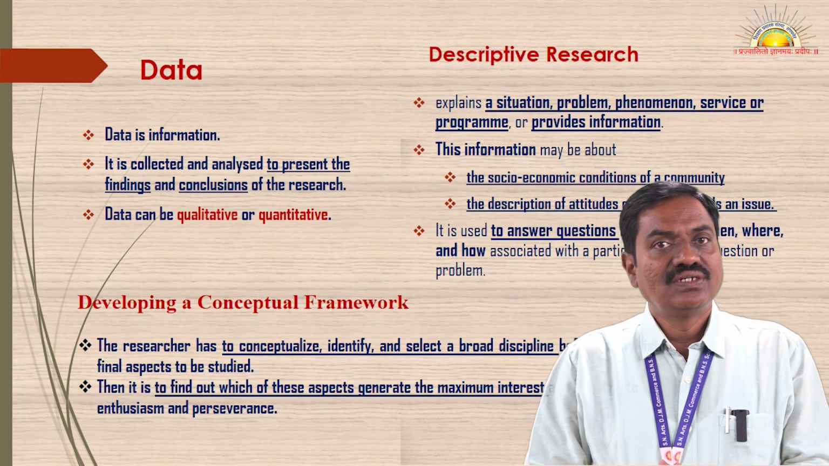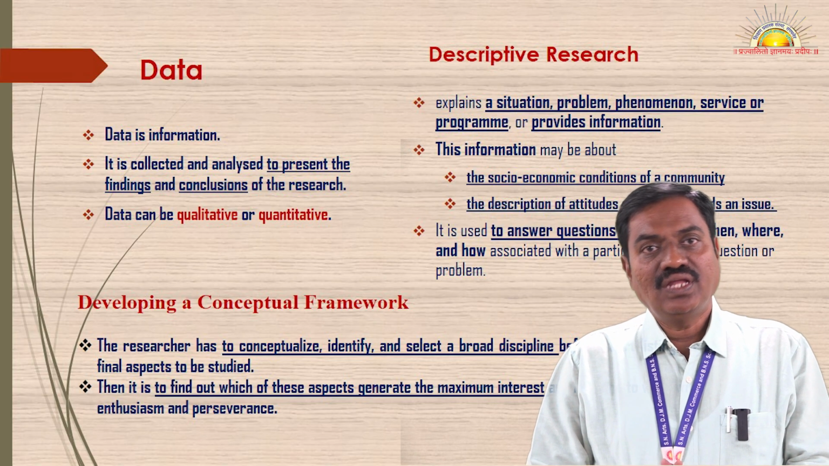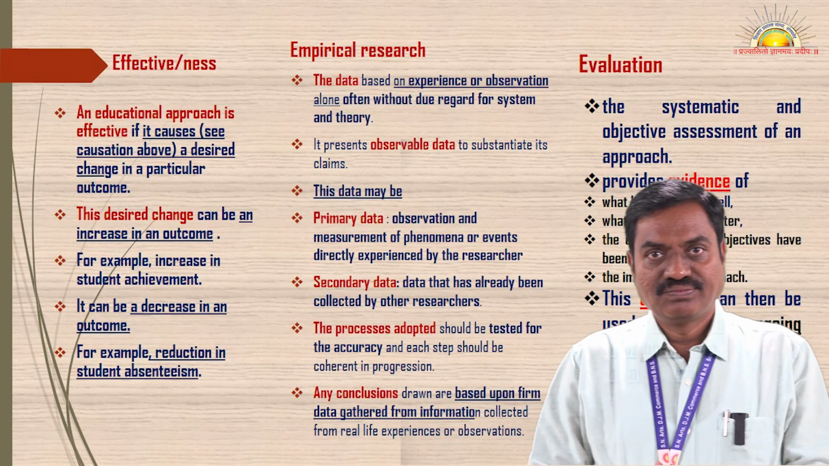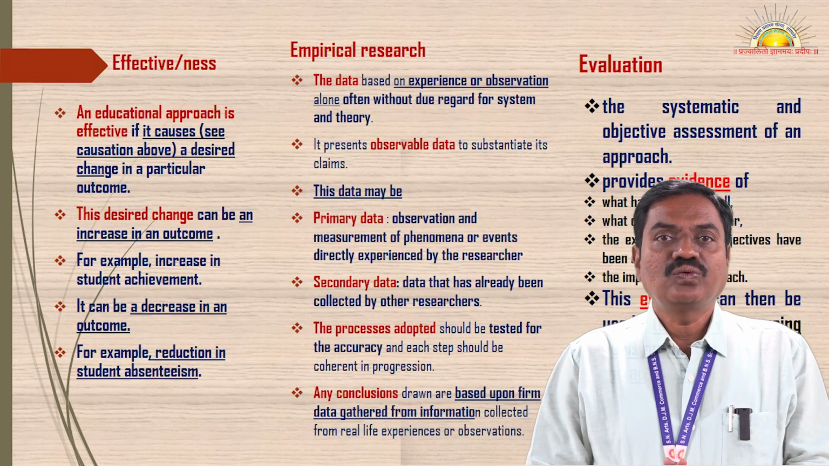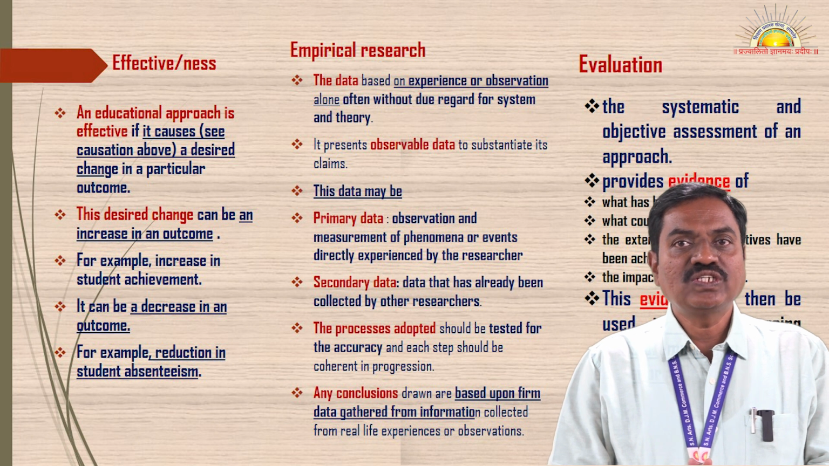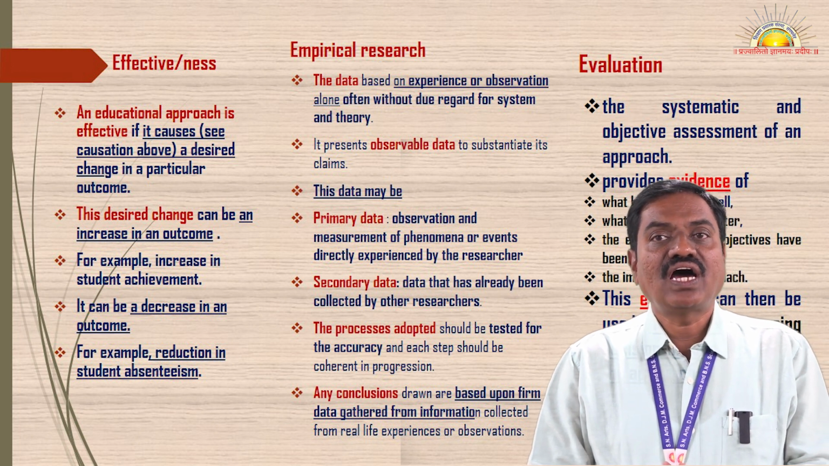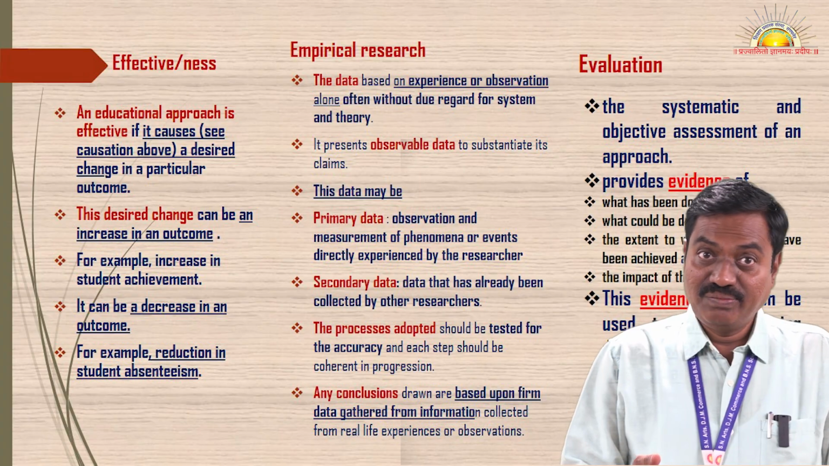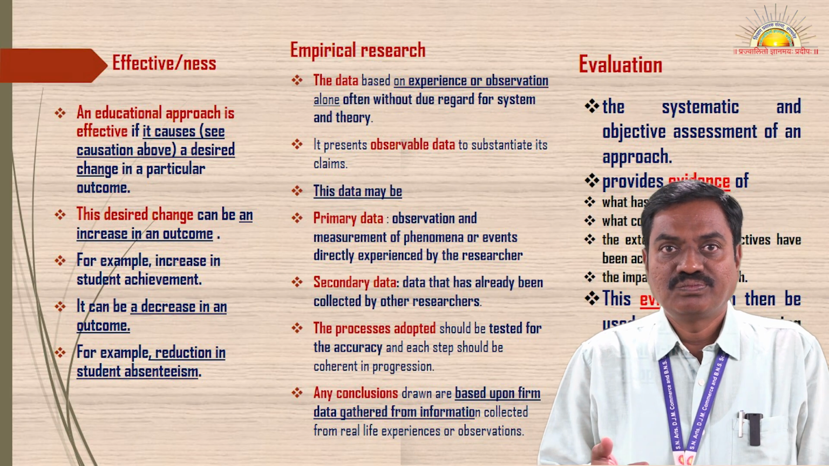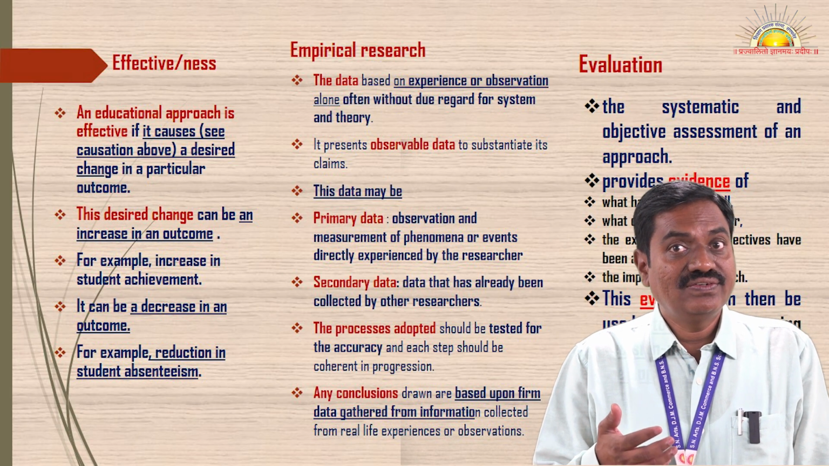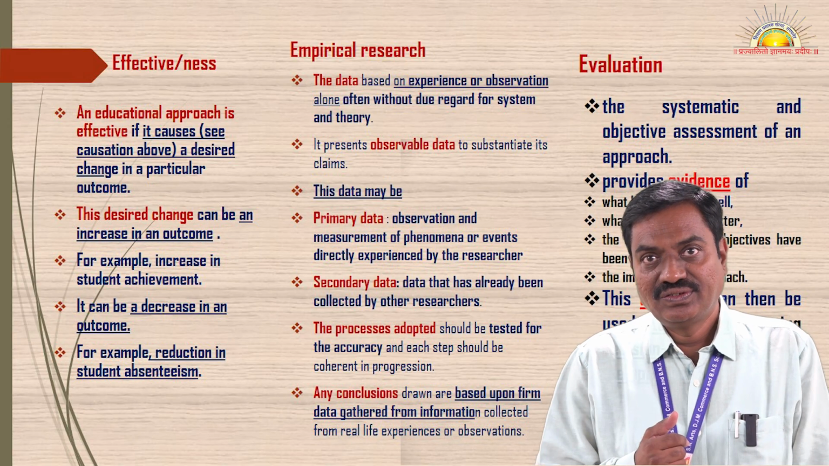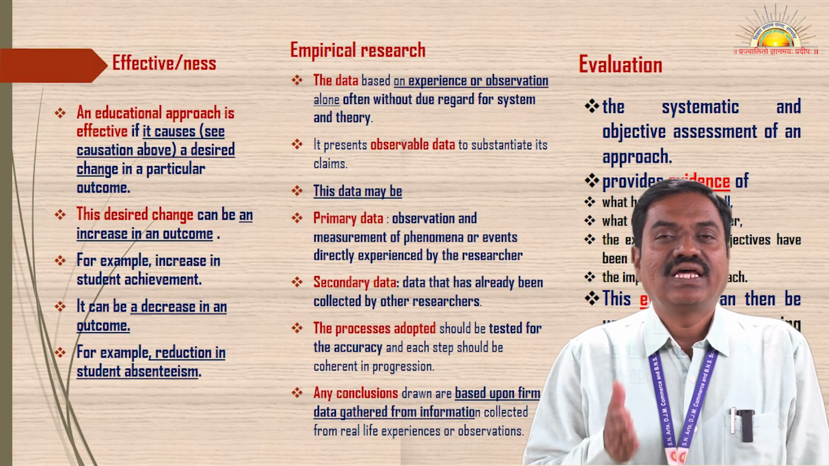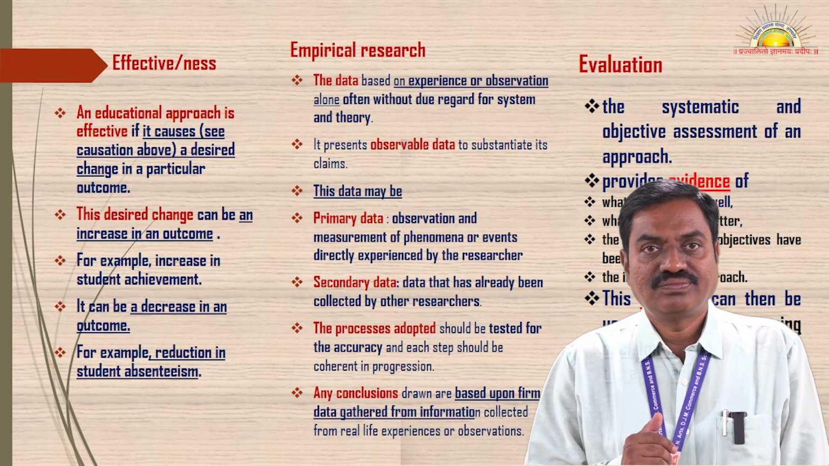Now we shall go ahead with the next term, that is effective or effectiveness. An educational approach is effective if it causes a desired change in a particular outcome. This desired change can be an increase in an outcome, for example, increase in students' achievement, or it can be a decrease in an outcome, for example, reduction in student absenteeism.